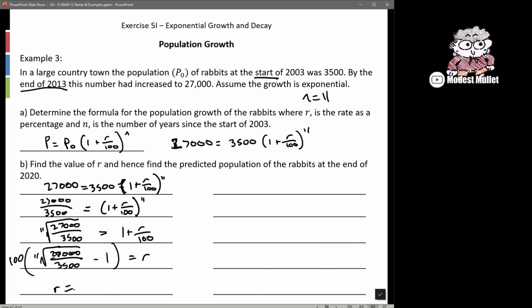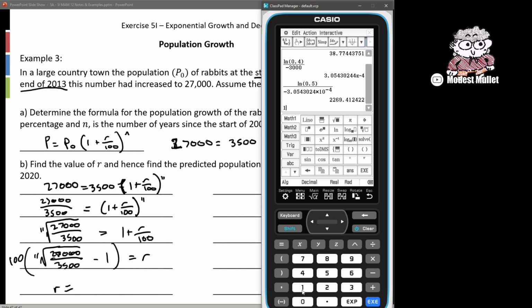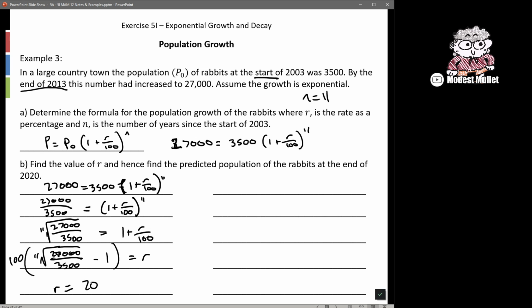So R is equal to, get the calculator up again, 100 times the 11th root, put a fraction inside there, 27,000 divided by 3,500, take away 1, close brackets. That gives me a rate of 20.41. We'll go with that, 20.41%, and that was per annum because we worked that with years.